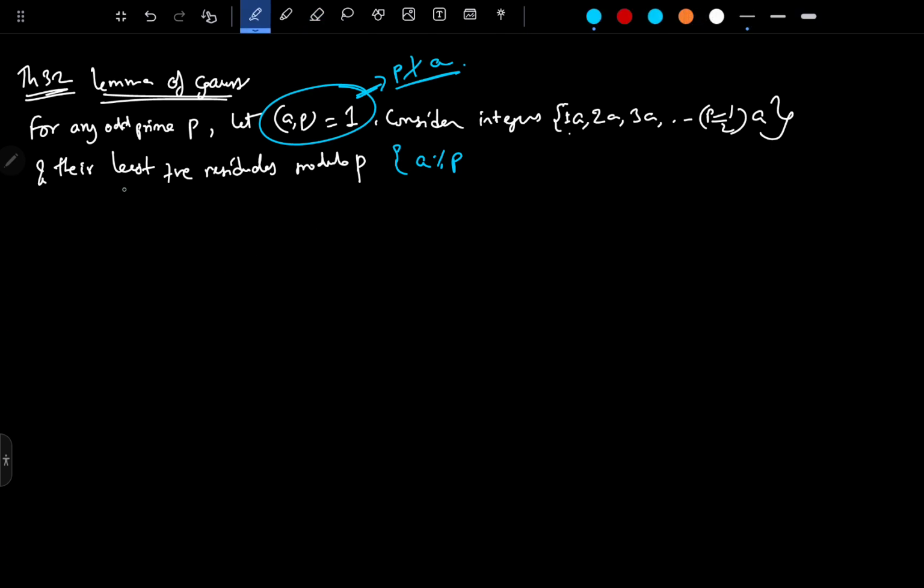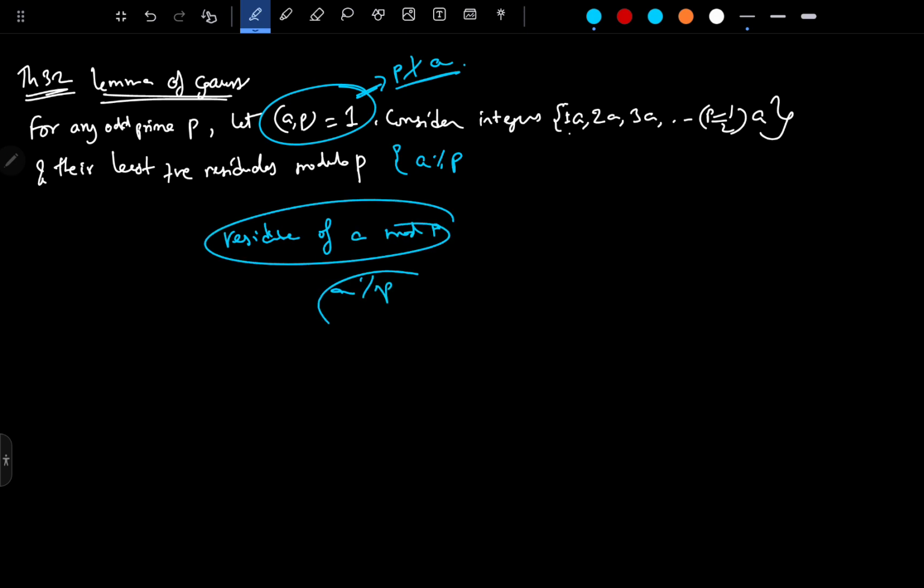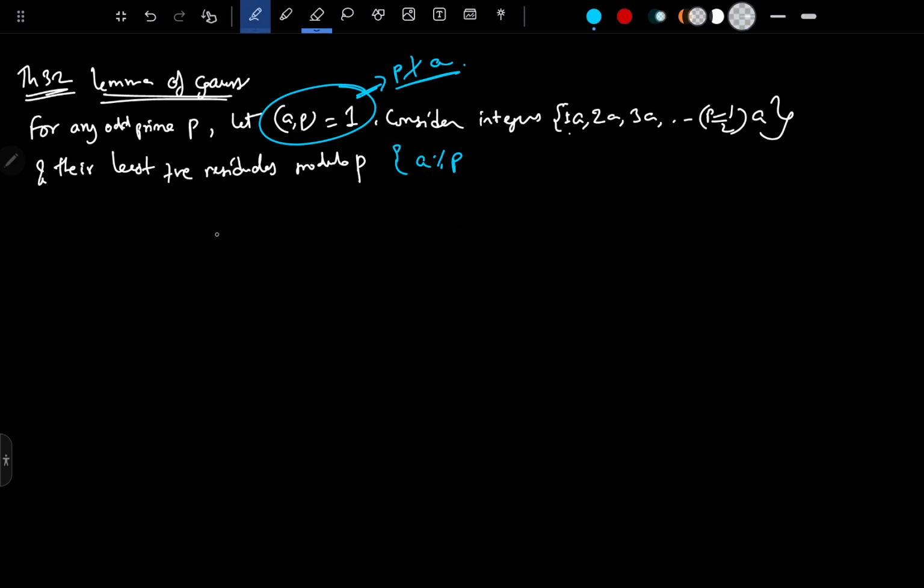Now consider these least positive residues modulo p. You know what a residue is. The residue of a modulo p means a percent p. So the least positive residues are a percent p, 2a percent p, 3a percent p and so on, up to ((p minus 1) by 2)a percent p. Happy?